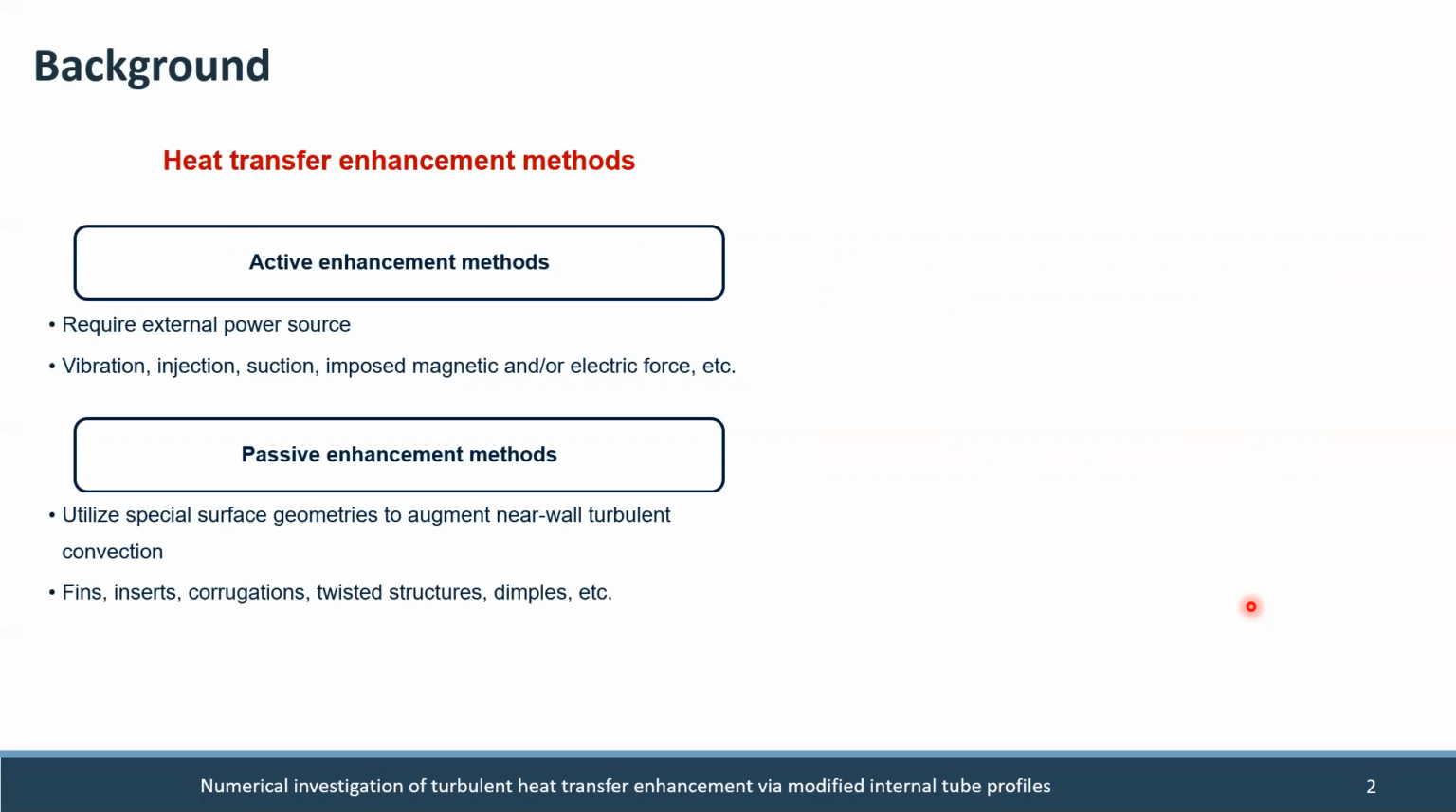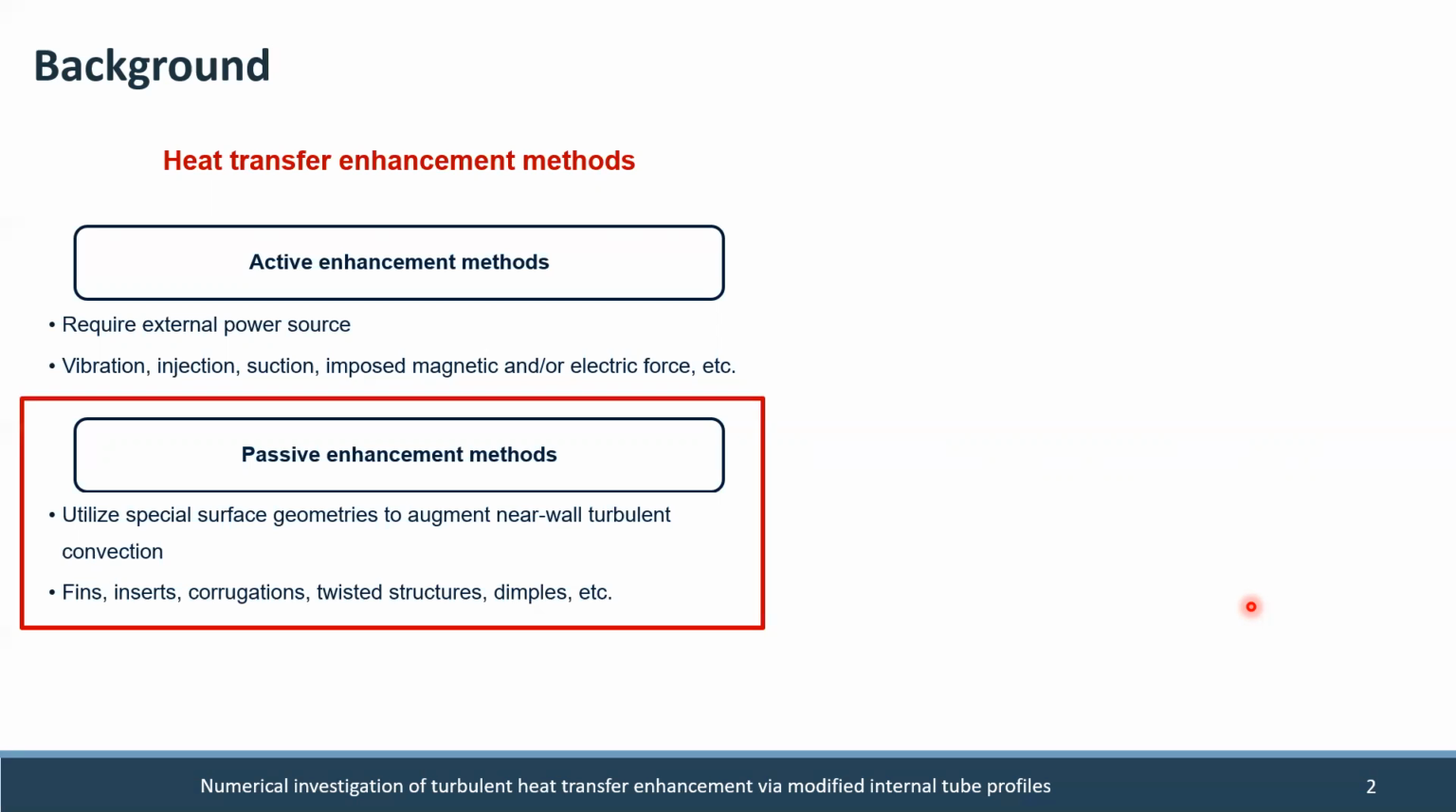Passive enhancement methods don't need a power source. They usually utilize special surface geometries to increase the near wall turbulent convection. For example, fins, inserts, corrugations, twisted structures, dimples, and etc. In this research, we focus on passive enhancement methods.